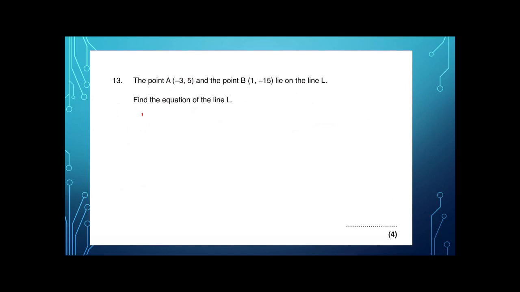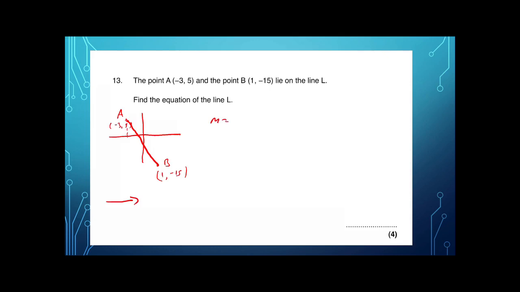I'm going to draw a sketch again. It only has to be a sketch, it doesn't have to be accurate. So A is negative 3, 5. So that's there. I'm going to write that like that, negative 3, 5. And B is 1, negative 15. That's B there, which is 1, negative 15. And I'm going to connect those points. Okay, straight away I can see that the gradient is negative because as we go from left to right, the line goes downwards.